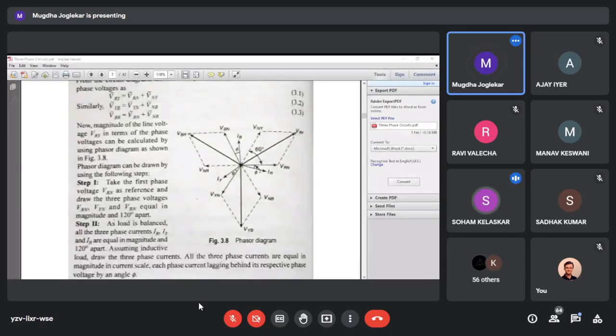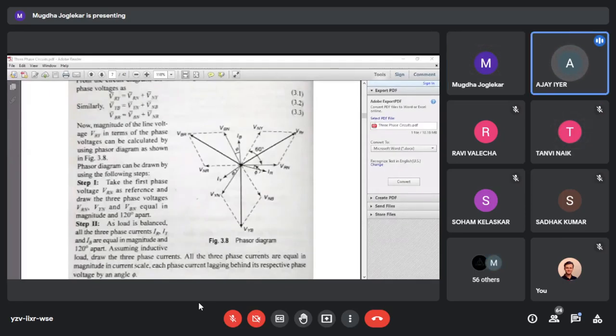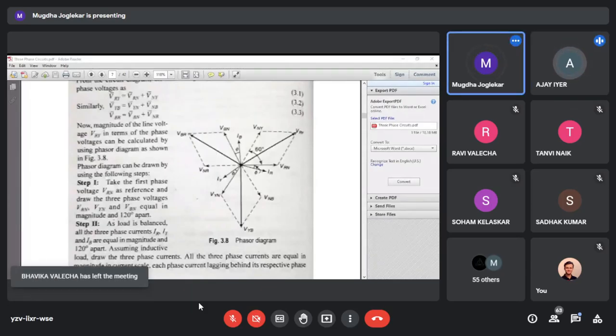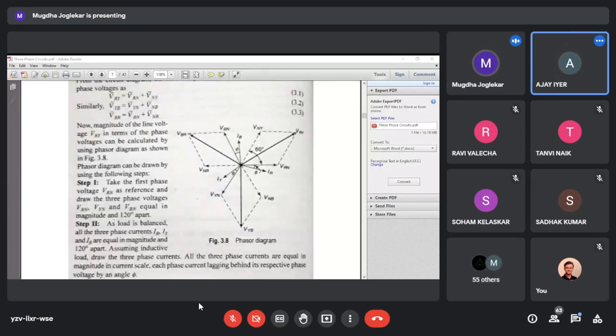Yes or no? Yes. What about others? Understood what I said? Ma'am, IB is not exactly at 90, it is maybe 110 or something. Which one? IB current? No, it is not at 90. It is lagging the VBN voltage by angle phi. Okay, randomly we are drawing it. If they give you in a question that the angle between voltage and current is this much, then you are supposed to use that phi angle only.